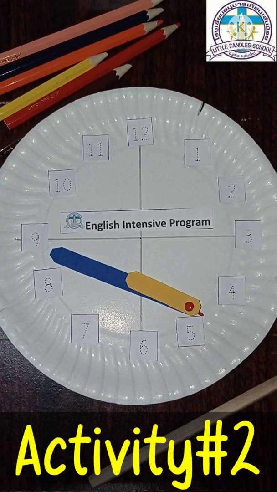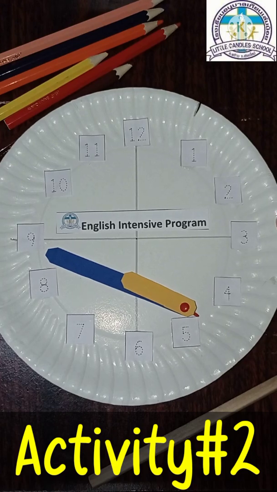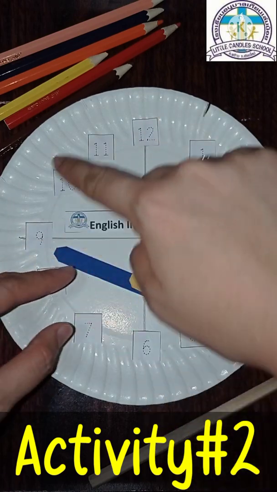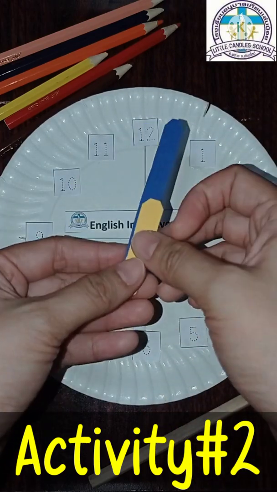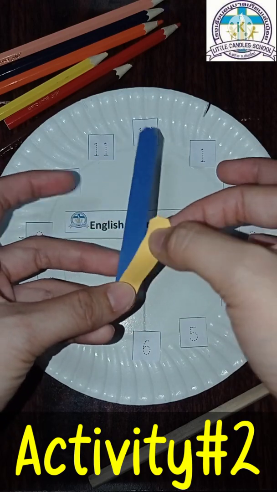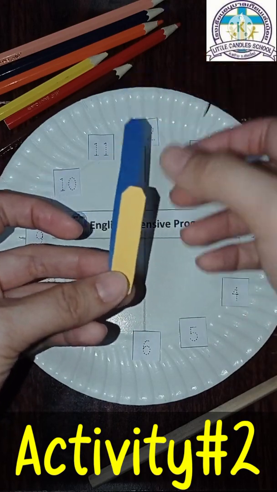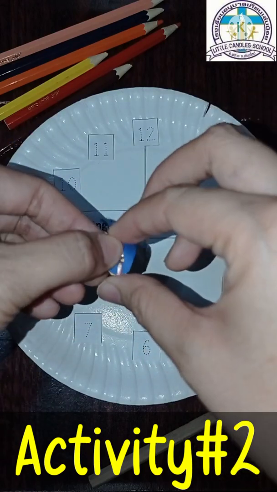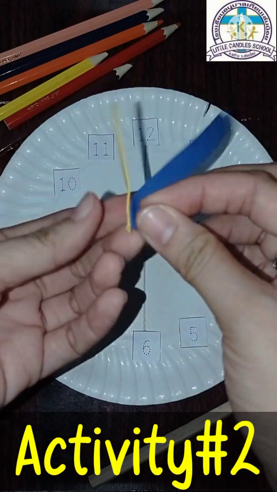Activity 2 on EIP. Our topic is time. So you can see that we gave you a package, a paper plate with numbers from 1 to 12. And then this one will be your hands for the clock. We have the short hand and the long hand. So you have a pin here. Look at the back.